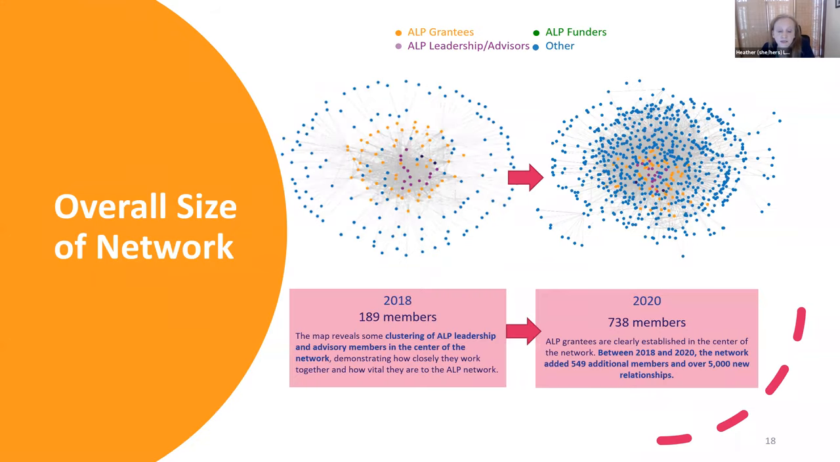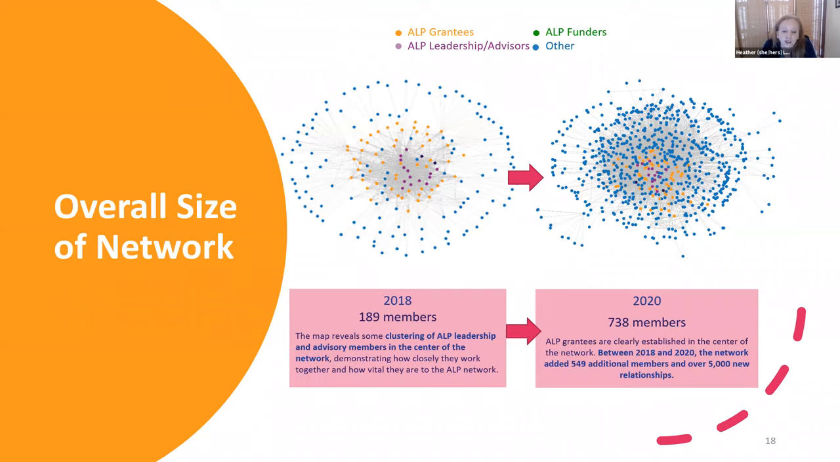So this map from our ALT evaluation shows you changes in the overall size of the network over the course of the evaluation. So these are individuals. The yellow dots represent ALP grantees. The purple dots, ALP leadership or advisors. The green dots, which you can't see many of, are ALP funders. And blue dots are other, they're partners or other engaged stakeholders working around assessment and learning, but they're not grantees and they're not part of leadership.